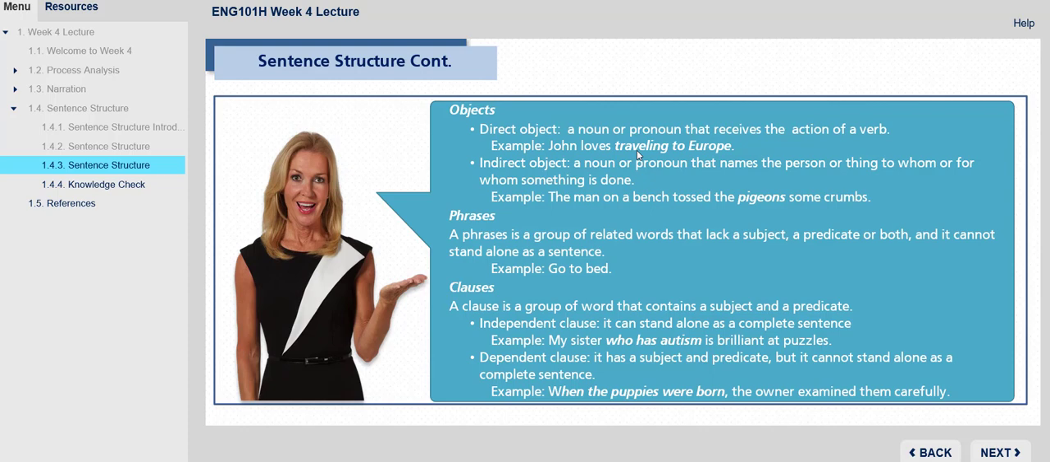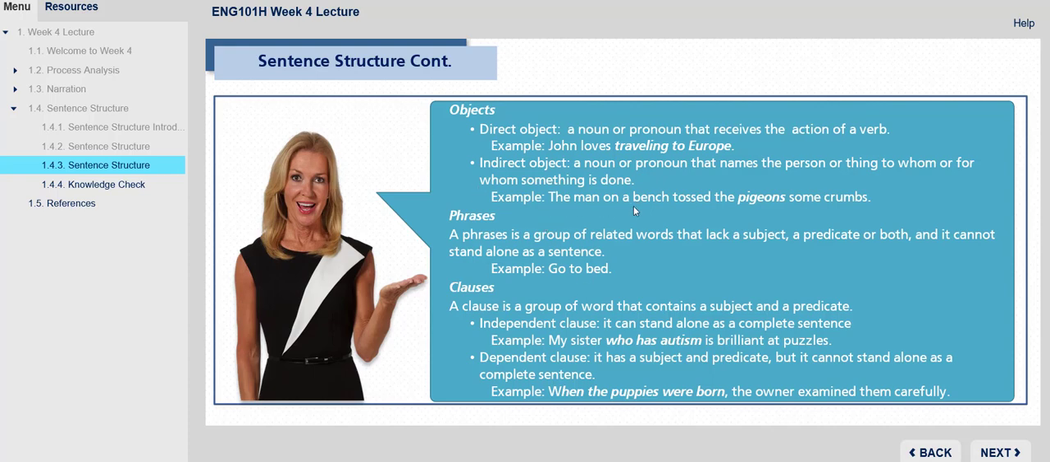Oh, you don't have to know about gerunds yet. Okay, so this is just a direct object because a direct object comes directly after the verb. An indirect object is a pronoun or noun that names the person or thing to whom or for whom something is done. And so when you have an indirect object, you have some kind of preposition or you have something else that comes after the verb, then you have your object. Okay, in other words, it's not directly after the verb.